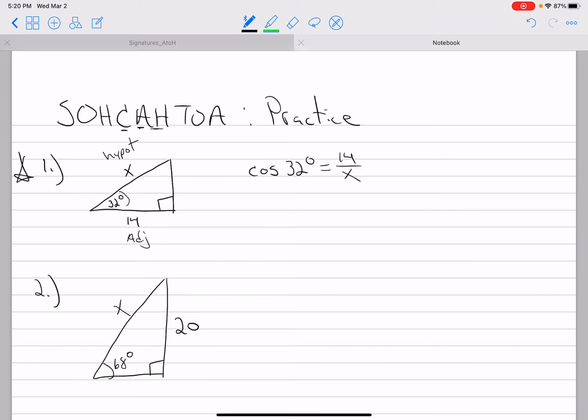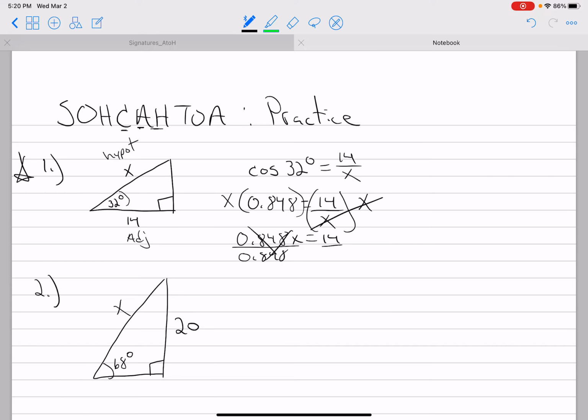All right, so let me see. The cosine of 32 is 0.848 equals 14 over x. I'm trying to get x by itself. I do not want x in the denominator, so how do I get rid of that? I multiply by x. If I do it to one side, I do it to the other side. So 0.848x equals 14.